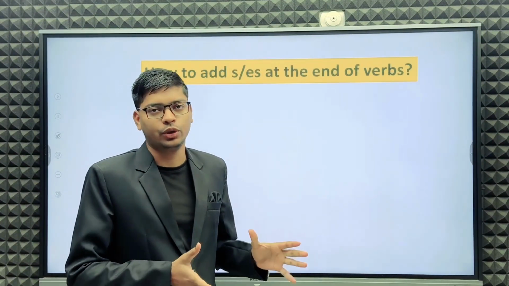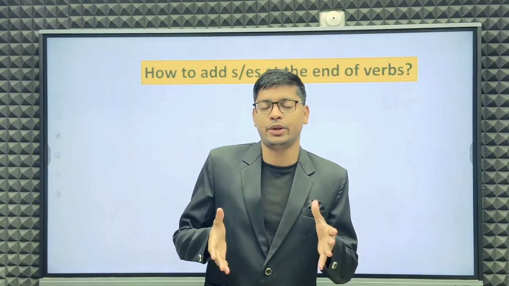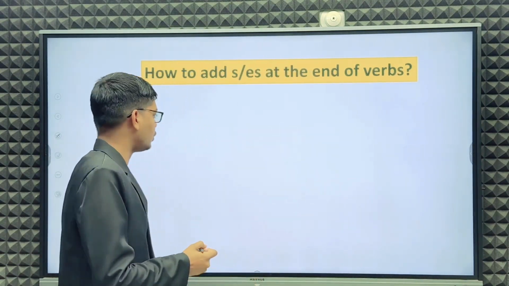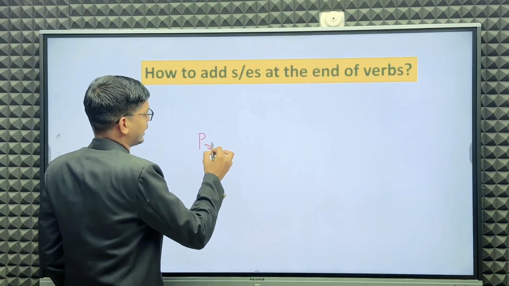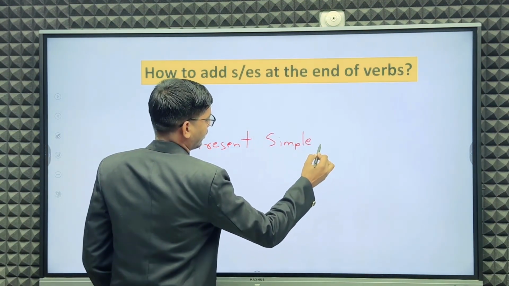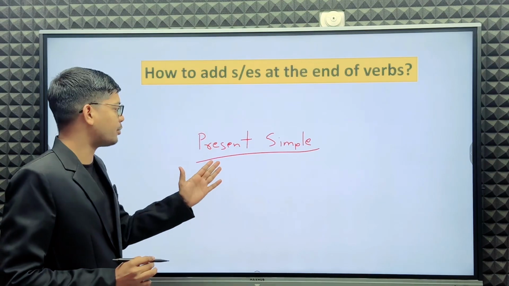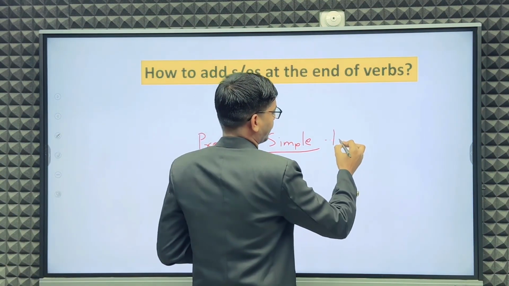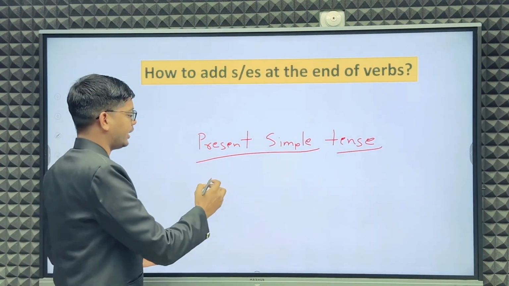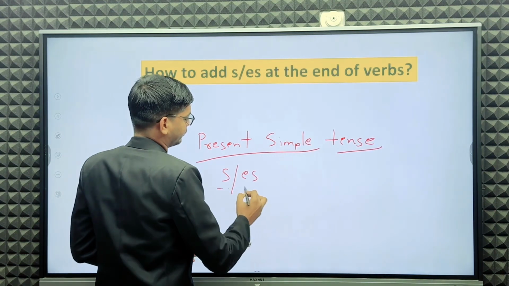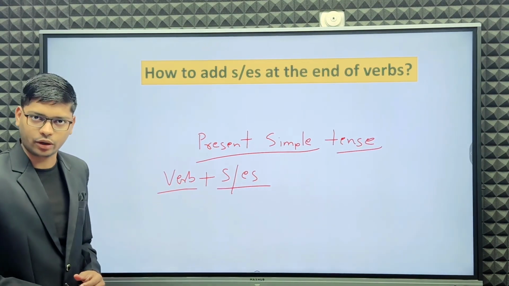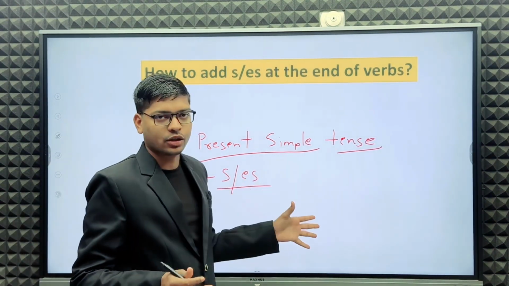So guys, first of all, you need to understand when we add s or es to the verbs. First of all, you know present tense, present simple. I think you know present simple tense. So in present simple tense we need s or es plus verbs.